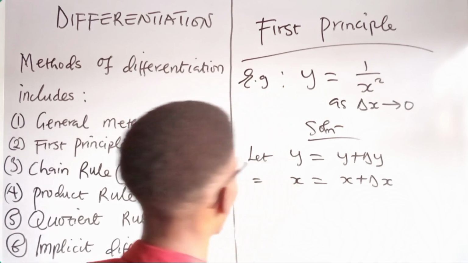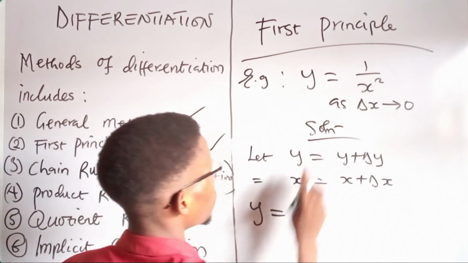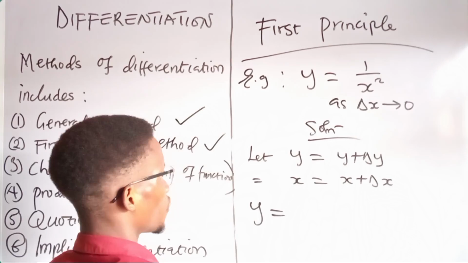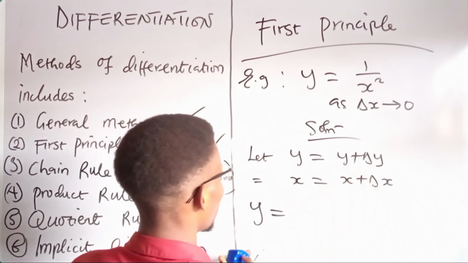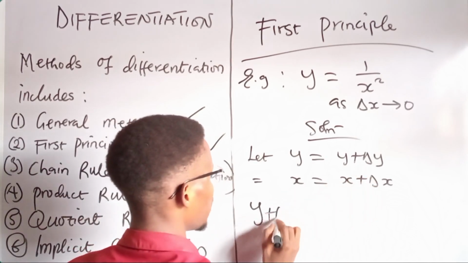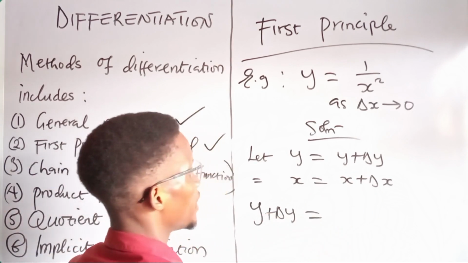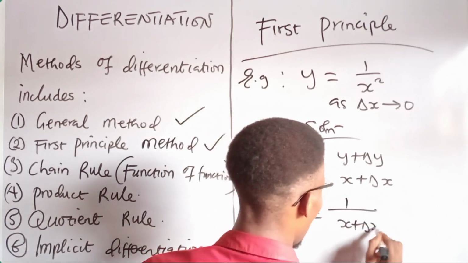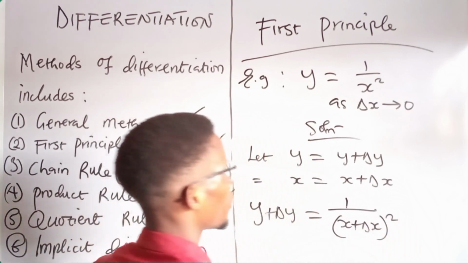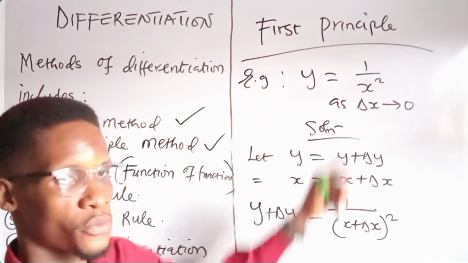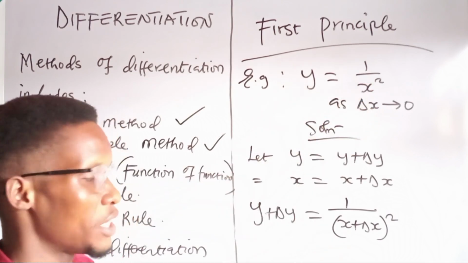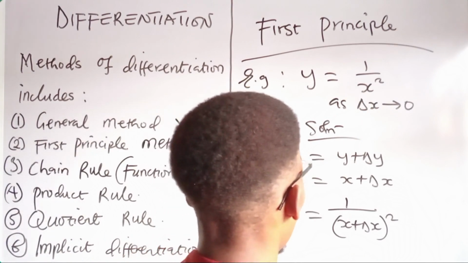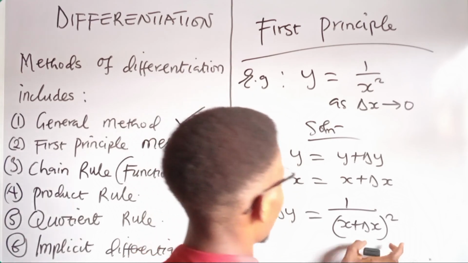So now we have y is equal to 1 over s squared, which is what is given. So y is this, so it will be y plus change in y is equal to. Then s is this, it will be 1 all over s plus change in s all squared. Okay, because s is squared there, so you square the whole thing inside the bracket. So if you look at this now, the next step you need to do is to expand this.